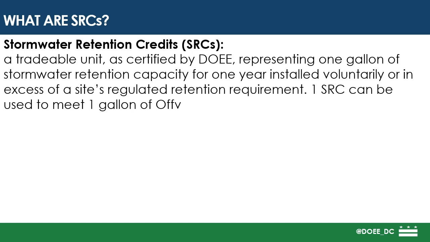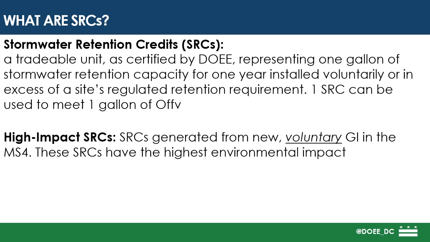An important type of SRCs are high-impact SRCs, which are SRCs that are generated from new voluntary GI in the MS4. These SRCs have the highest environmental impact because they represent stormwater retention capacity in the MS4 that would not have existed otherwise because it is not associated with a regulated development.